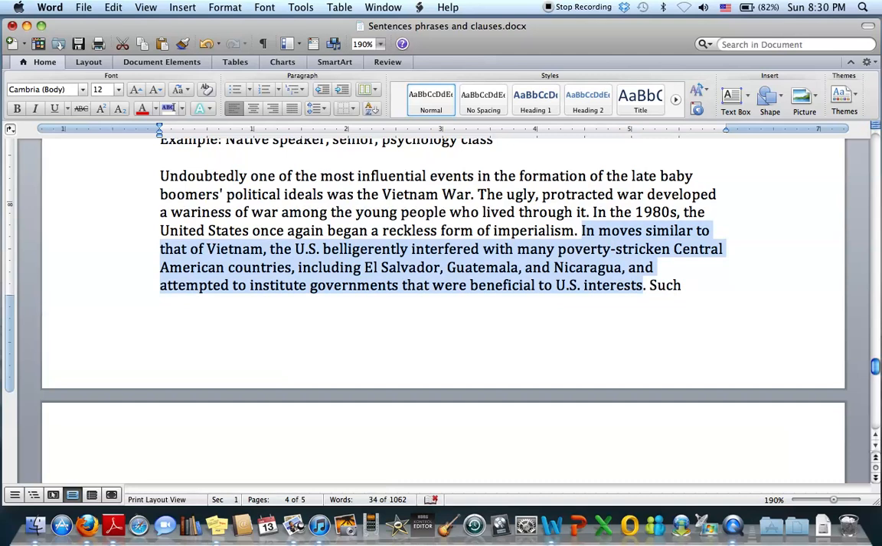is actually fairly simple. The only thing that makes this a complex sentence is this right here, that were beneficial to U.S. interests. This is just like what we saw up above. This is an adjective clause that's modifying governments right here. So this is a complex sentence, but just barely. The only reason it's complex is because we have this one little adjective clause right at the end here. If we get rid of this, it's just a simple sentence.